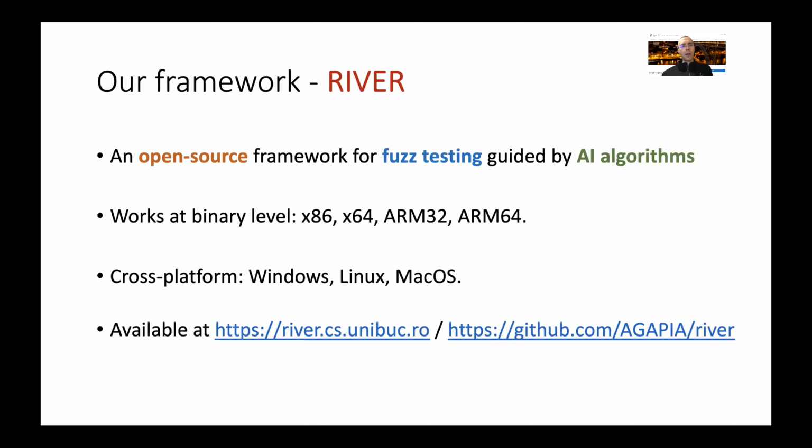First, our open source framework called River, which you can find at these addresses. It's a collection of fast testing tools guided by AI algorithms. You can also find our previous work in the field using genetic algorithms, recursive neural networks, and so on at these addresses, both papers and GitHubs. We are very open to collaboration. If you want to collaborate with us, please don't hesitate. It works at binary level, including normal devices and ARM mobile devices.